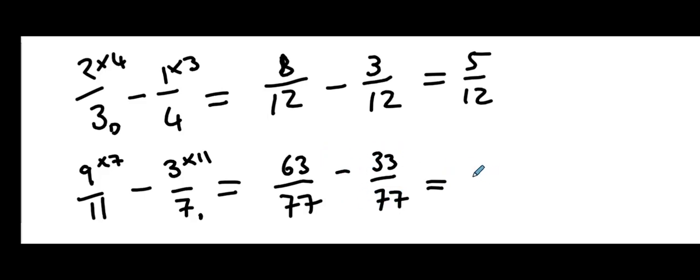So 63 minus 33, well that gives me 30 over 77. And then I need to look and see is there any common factors. And there isn't any common factors, so my answer is going to be 30 over 77.